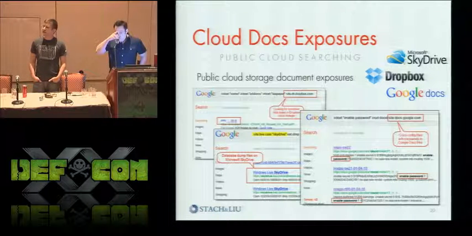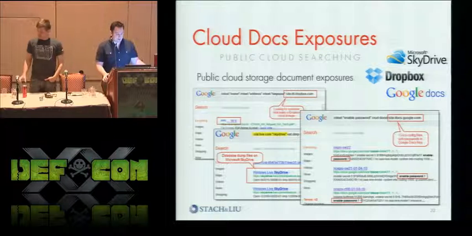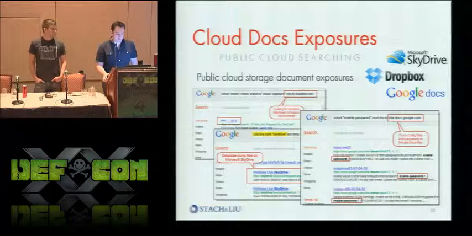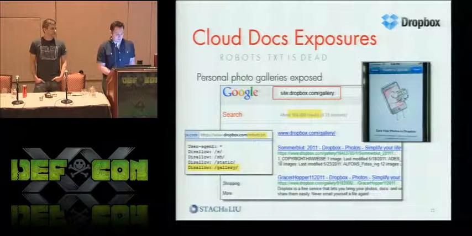And we just see a couple examples here of finding in Dropbox a completed tax form with people's personal information, to full database dumps in SkyDrive, to people's Cisco configuration files hosted in Google Docs. Not realizing that these public folders are being indexed by Google and easily searchable.